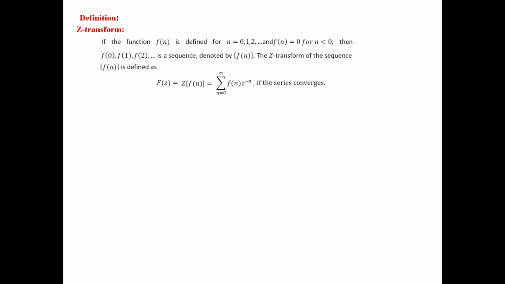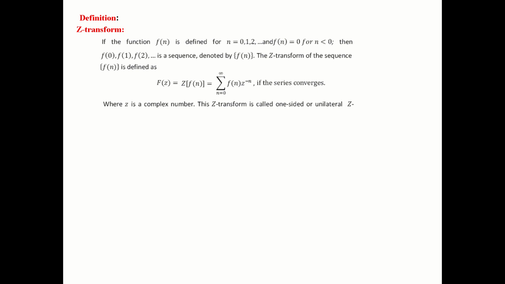Series means summation, that is f of 0 z power minus 0 plus f of 1 z power minus 1 plus f of 2 z power minus 2. This is called a series. Converges means that when n tends to infinity, it will move towards a particular point, a particular region. Then that is called converges. If the series converges, then only you can apply Z transformation of that function. Here z is a complex number, it contains the real part and imaginary part.